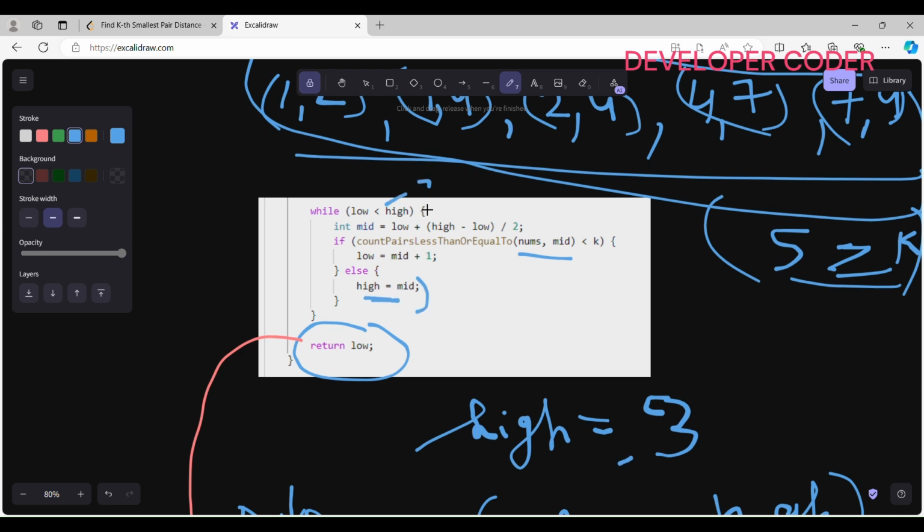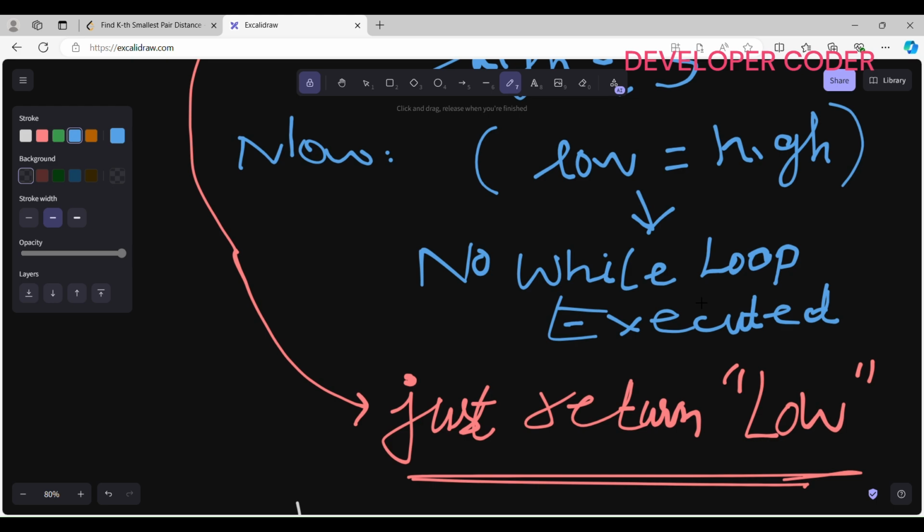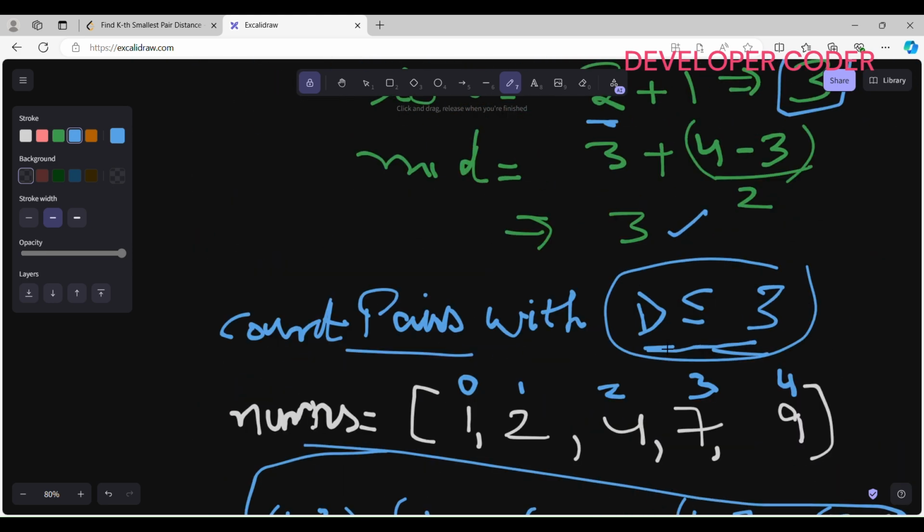Now high is 3 and low is also 3. So I don't want to execute this part again. And in the end I'm just returning low. Right, no while loop executed, just return low. That's it. Simple binary search, right?